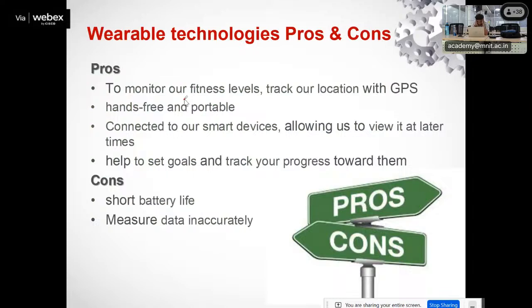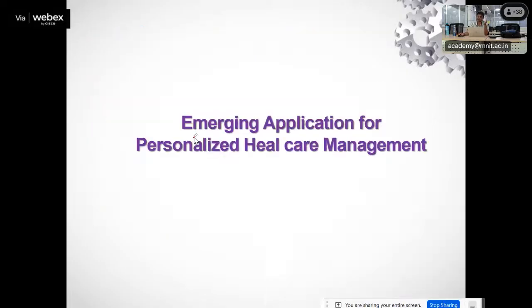What are the disadvantages? The first one is battery life, and the second one, which is very important to know, is that it measures the data inaccurately. That means the data generated by wearable technology is not reliable enough to make a decision in a critical condition. So currently the technology is not that mature, but the focus is shifting right now, and in the next 2-3 years I am pretty confident that wearable technology will mature, and we will be using it in our day-to-day life for critical decision making also.